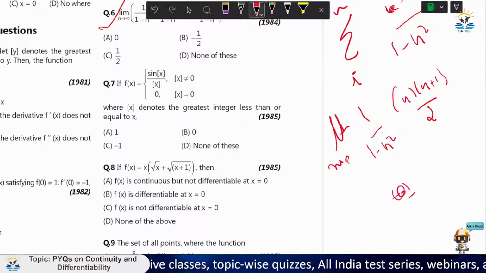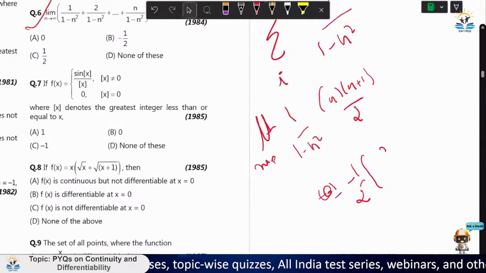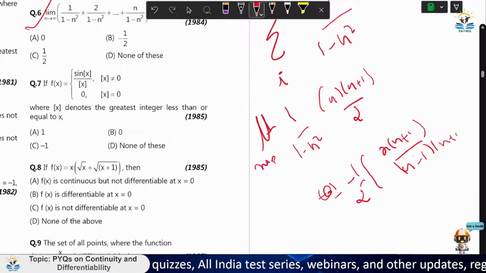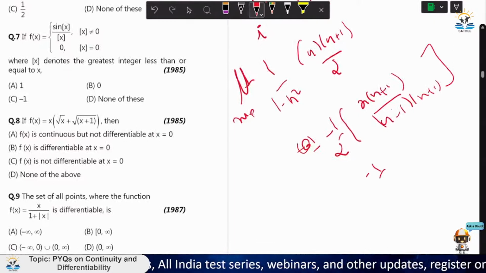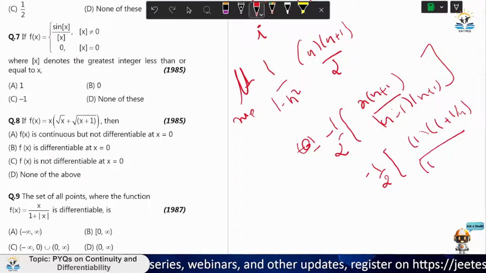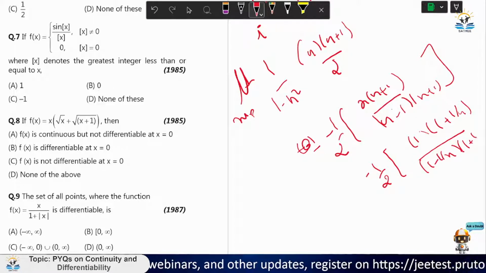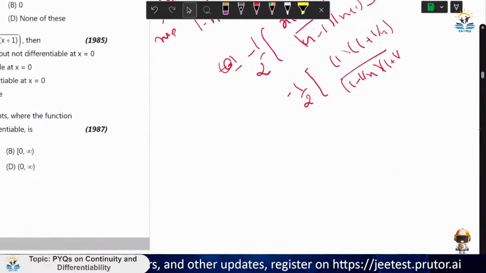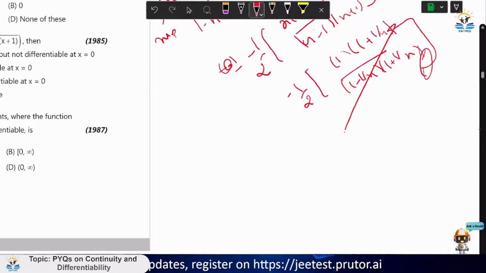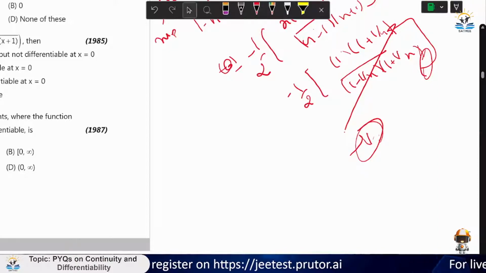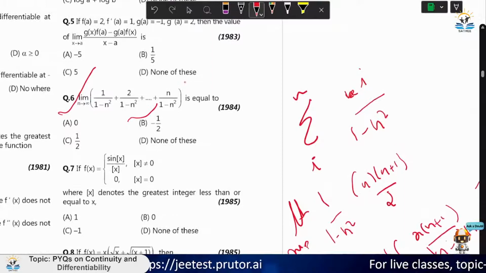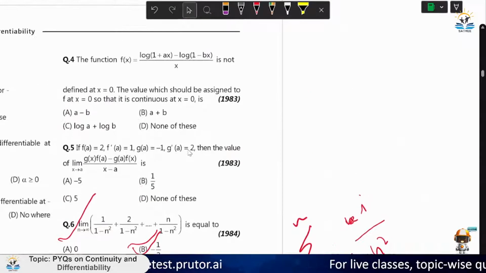So let me take the minus half common. I'm left with (n plus 1)(n minus 1)(n plus 1). And now minus half, (1 plus 1 by n)(1 minus 1 by n) plus 1 by n, and this goes to 1 when we take n goes to infinity. So I'm left with minus half. That is what the answer is. Very basic question.